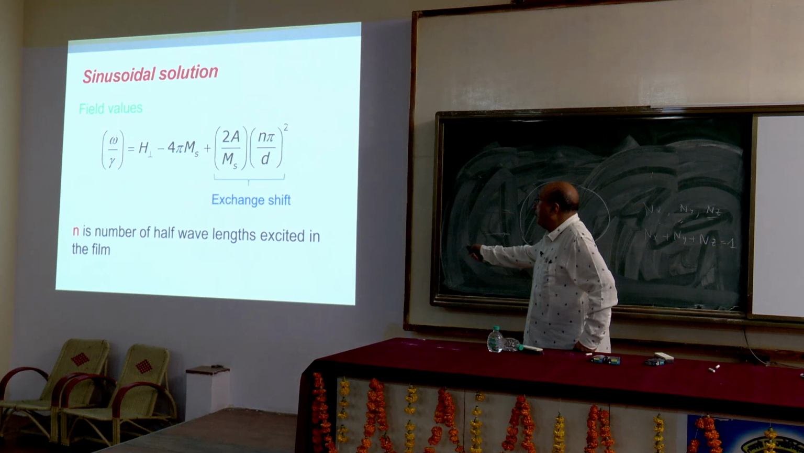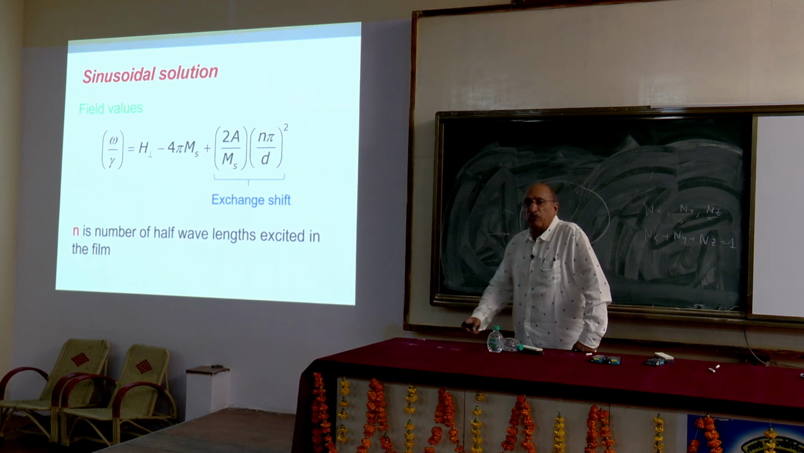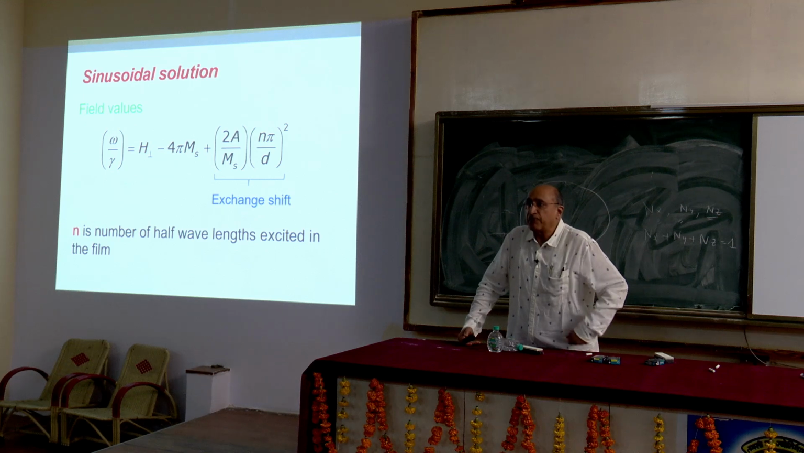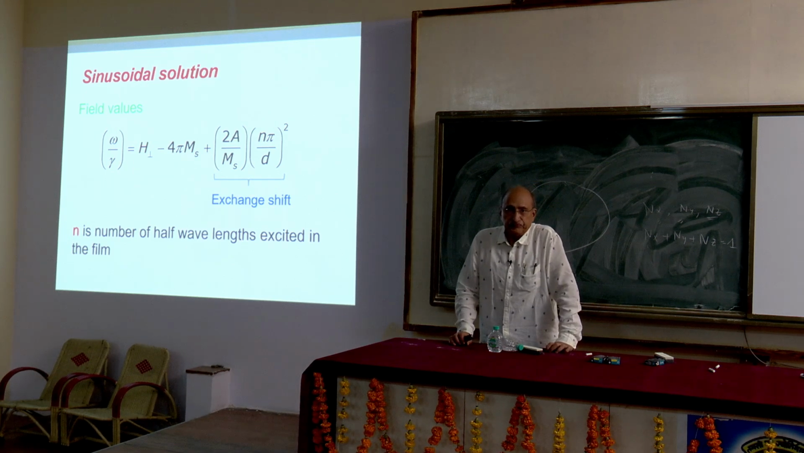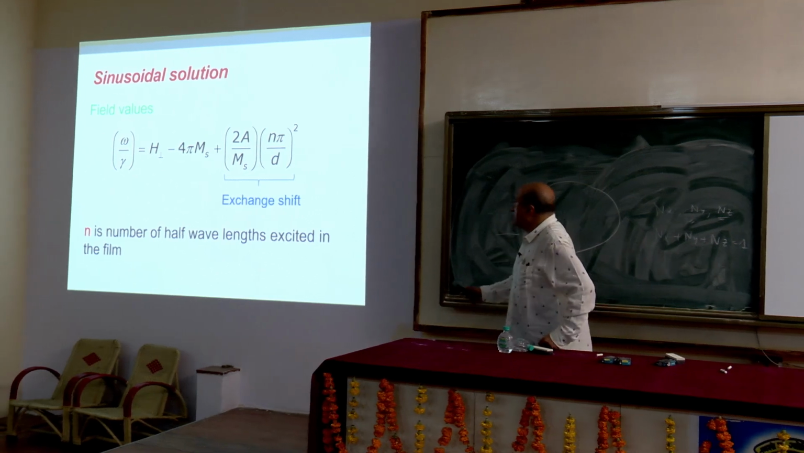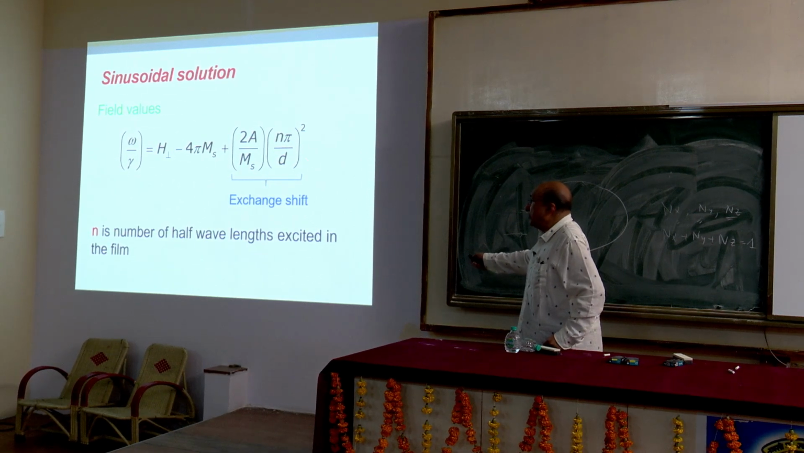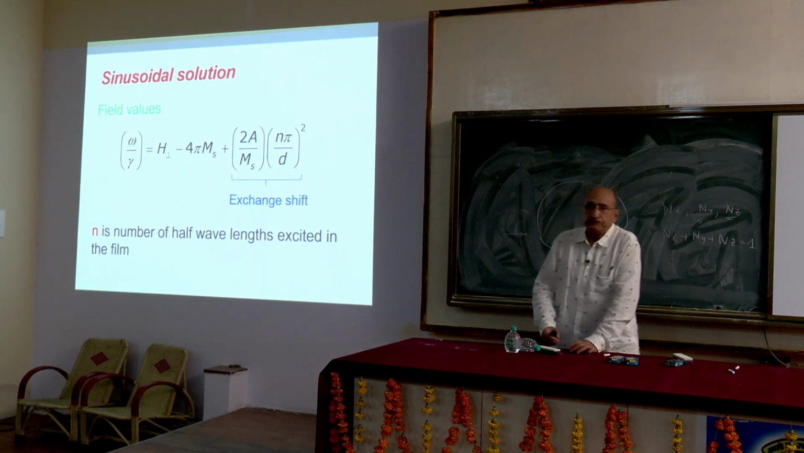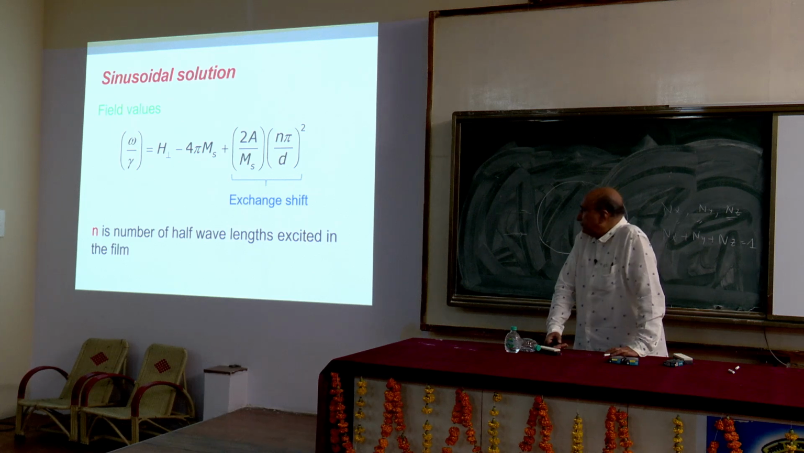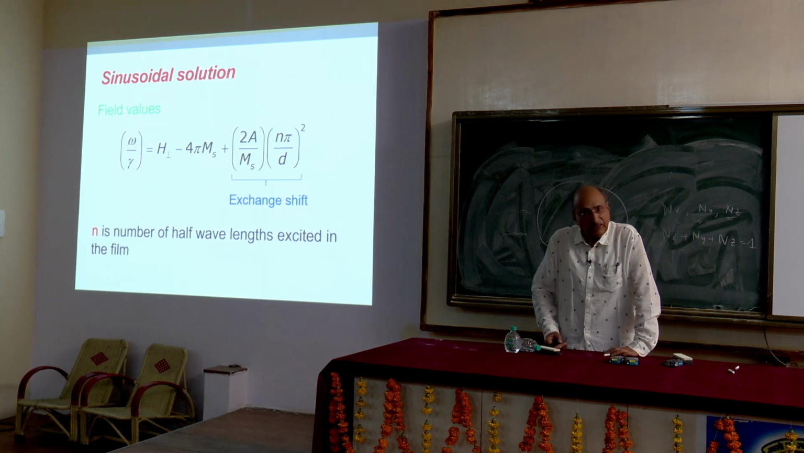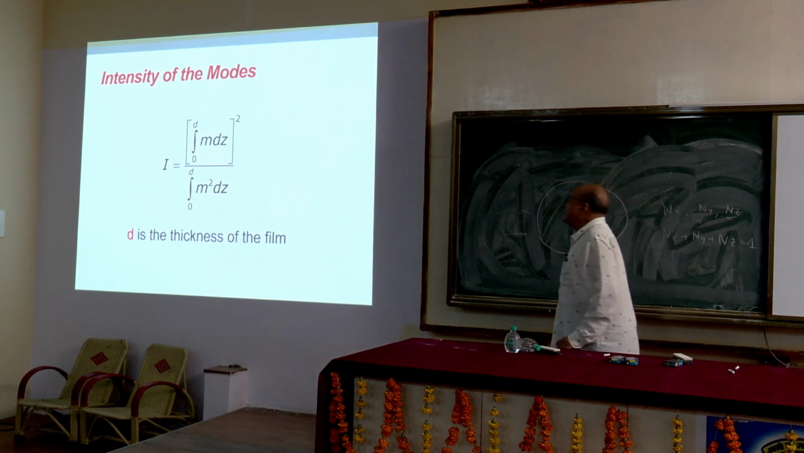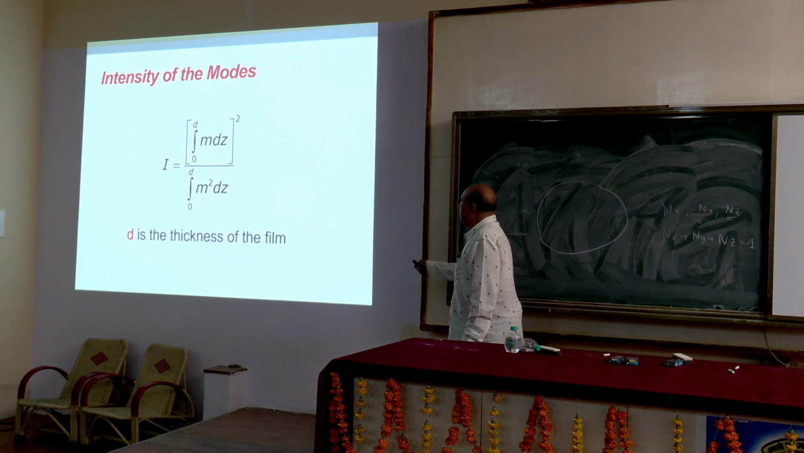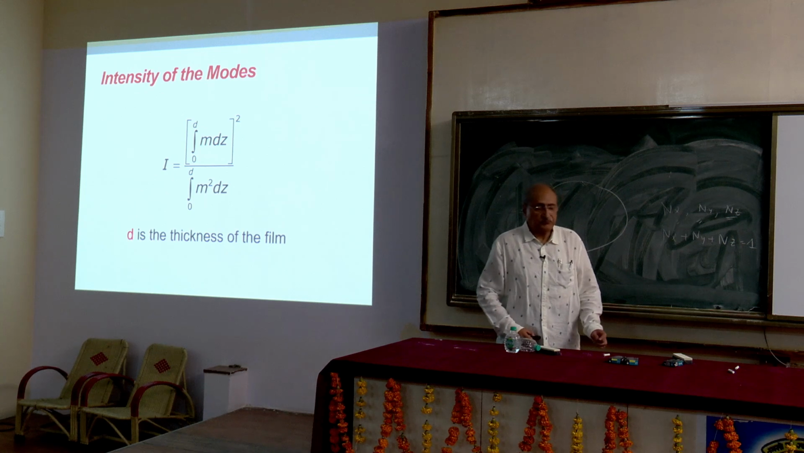Now there is another field coming in, which we call the exchange shift, and that's because of the presence of the exchange, because of the angle between the spins. And of course here the wave vector will come in, and the wave vector is represented by n pi by d, where n is the total number of half wavelengths excited in the film. The intensity of the modes that you will be seeing is given by this particular equation.